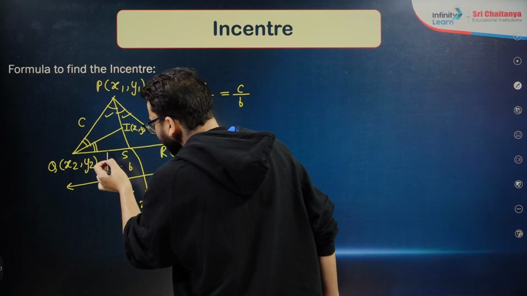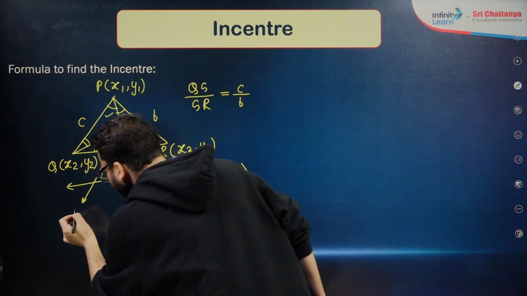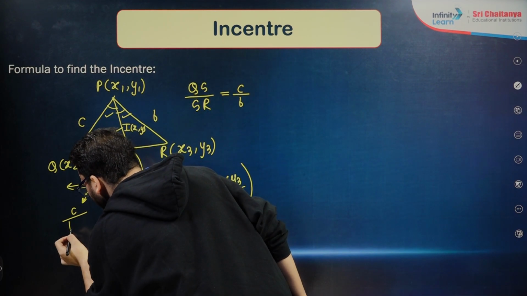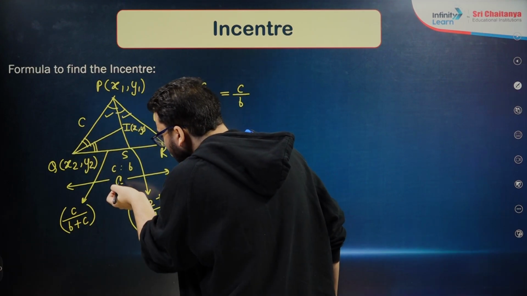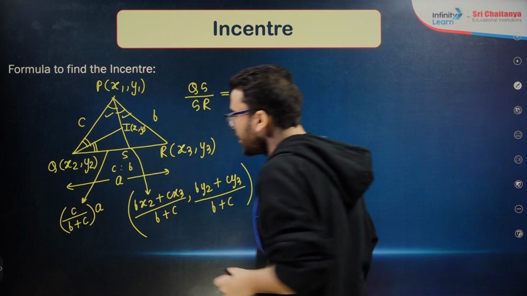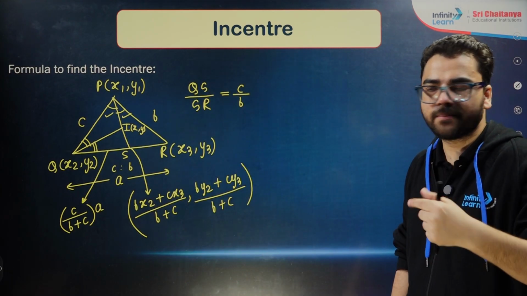So can I not say that QS will be what? It is C upon B plus C part of A, because A is total over here. I hope that is clear.